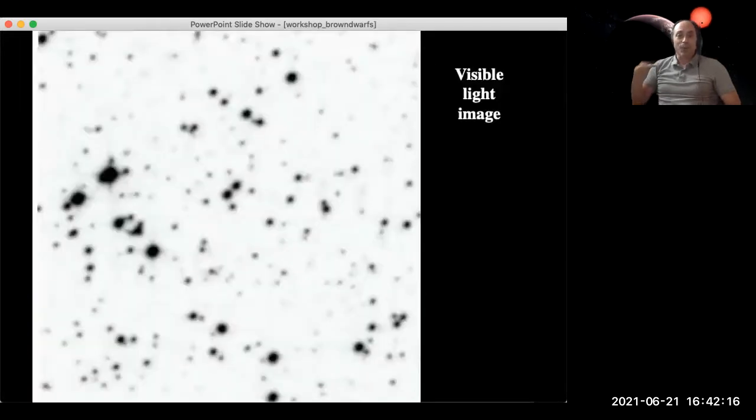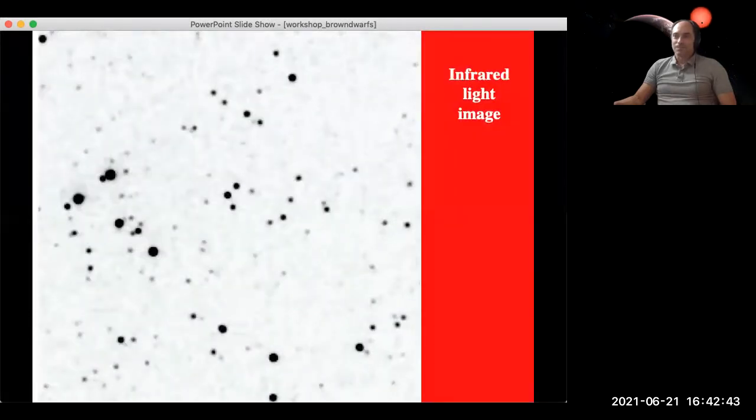Now, to show how important it was to have infrared images to find these objects, I'm showing here a visible light image of one of the brown dwarfs that we study. And just so you know, the image is inverted, so the black spots are the stars and the white background is space. It's just easier to see black spots on white than the other way around. So somewhere on this image is our brown dwarf. So that's the visible light image. Here's the infrared light image.